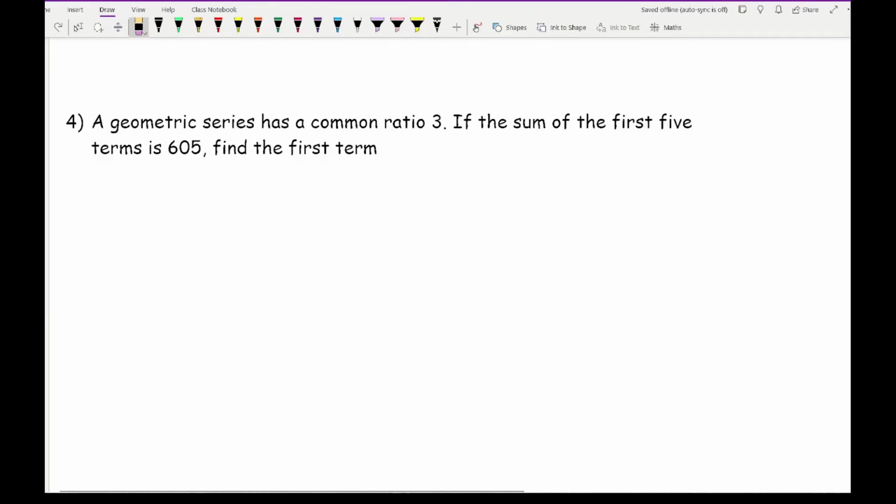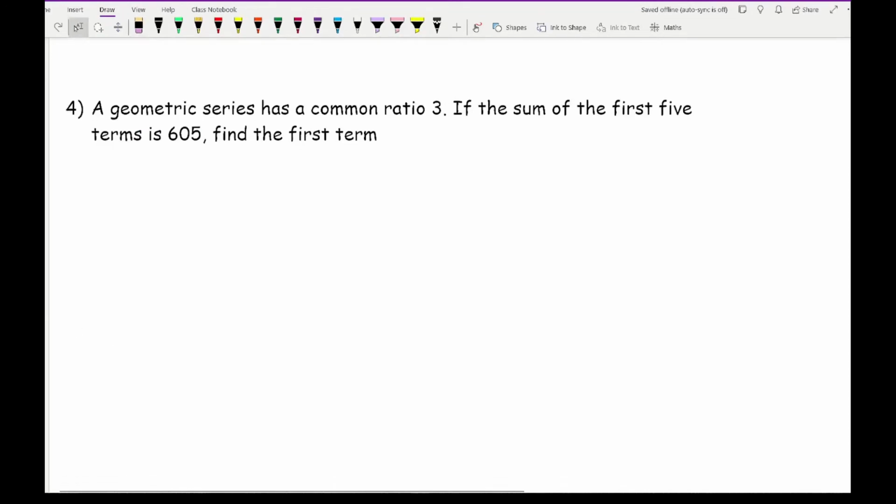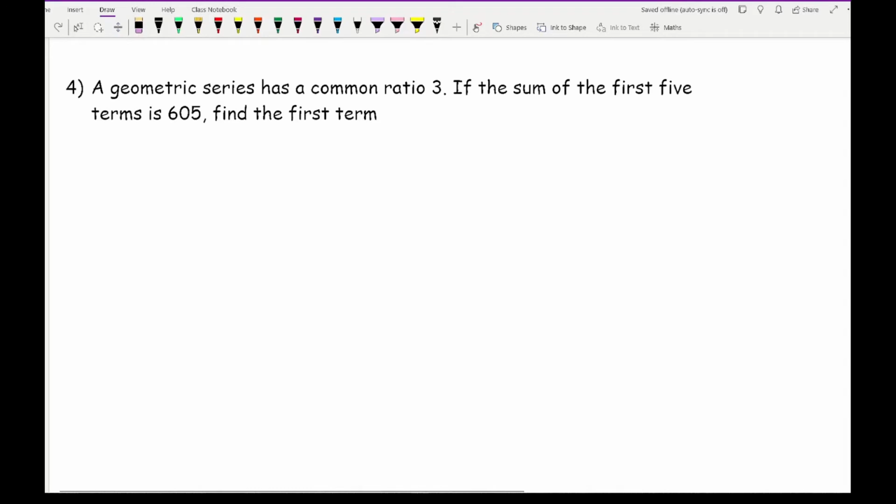Now moving on to example 4. Let's just move that up a little bit so we've got a bit of space. So the question says that a geometric series has a common ratio of 3. If the sum of the first 5 terms is 605, find the first term. So in terms of the information I've been given, I know that r equals 3. I know that the sum of 5 terms is 605, and I need to work out what a is.